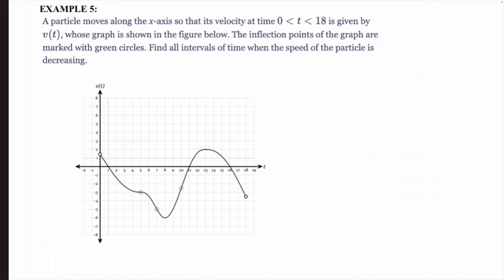So the graph is what? First derivative, right? It's velocity. They're not giving us position, they're giving us velocity. Inflections when there's zero? That's the third derivative. The inflection points are marked with green circles. It's the inflection points of the position. Aren't inflection points supposed to be zero? Don't worry about that.